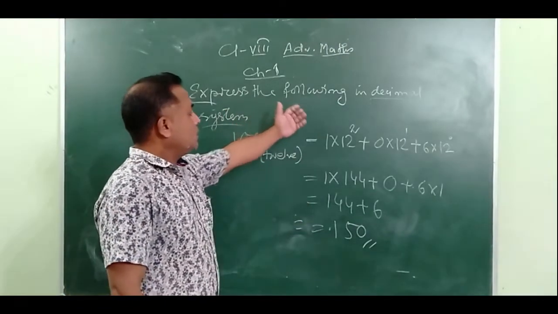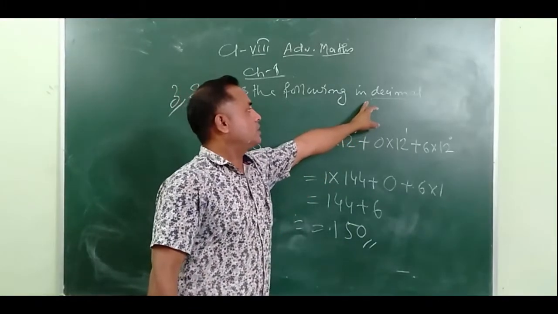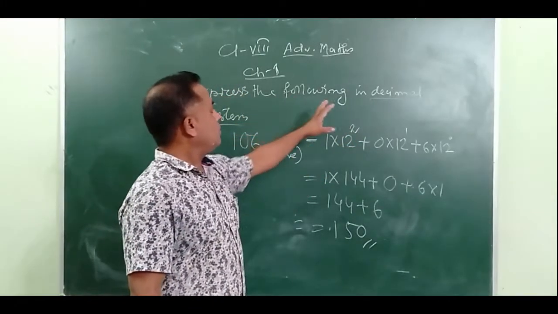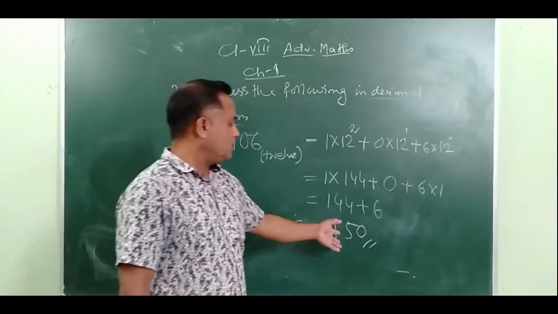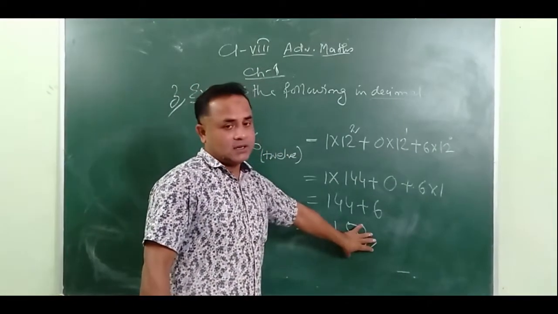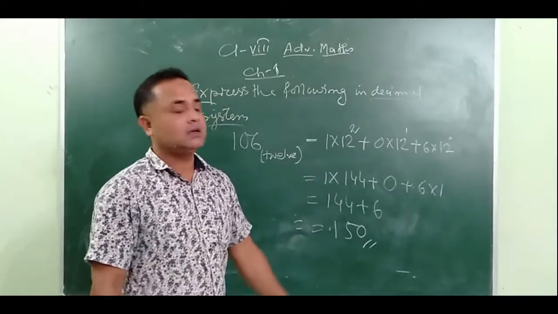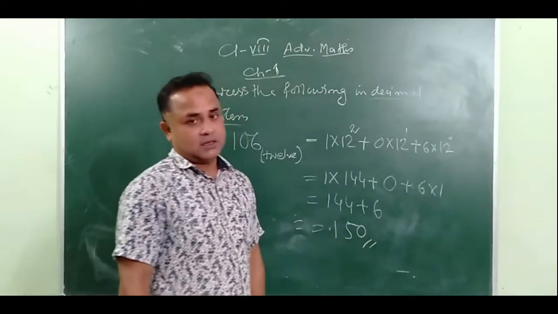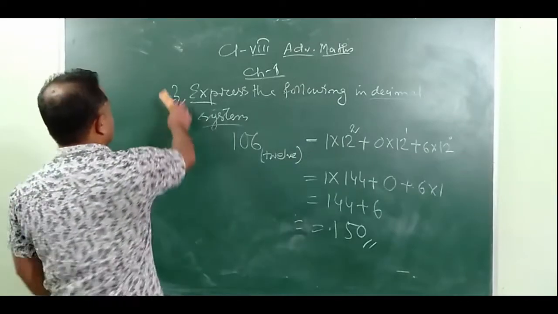You see, in doing this you have to be very cautious about the question. That is, express the following in decimal system. You have to express into decimal system. Here it means what? Here nothing is there. I have said before that if no base is there, then we always think that base 10 is there.